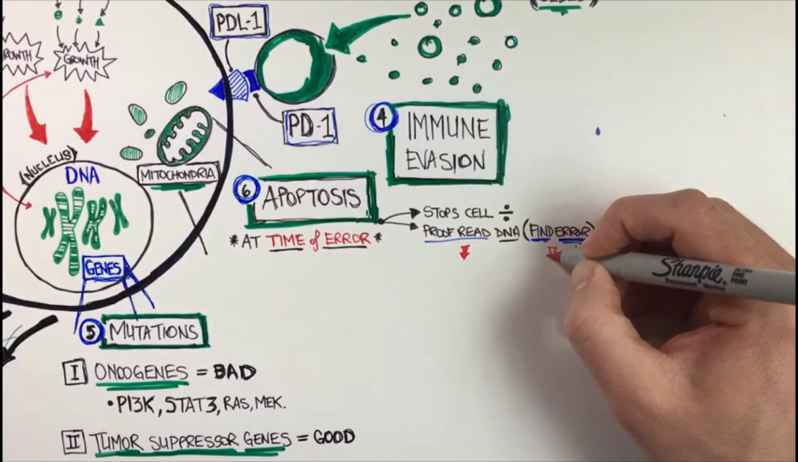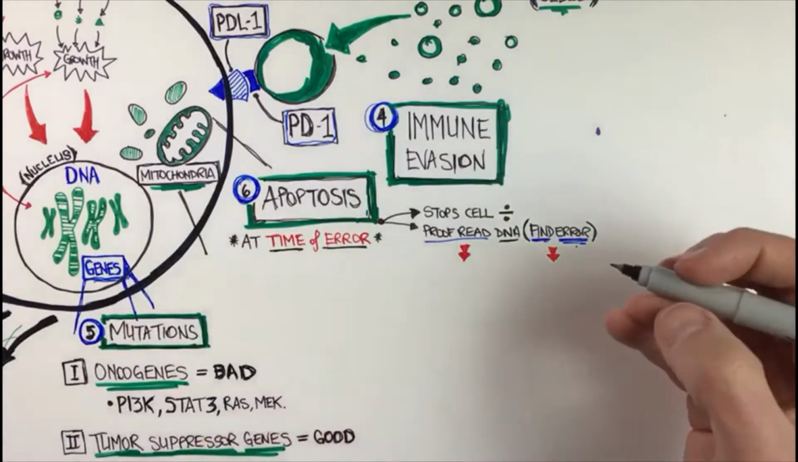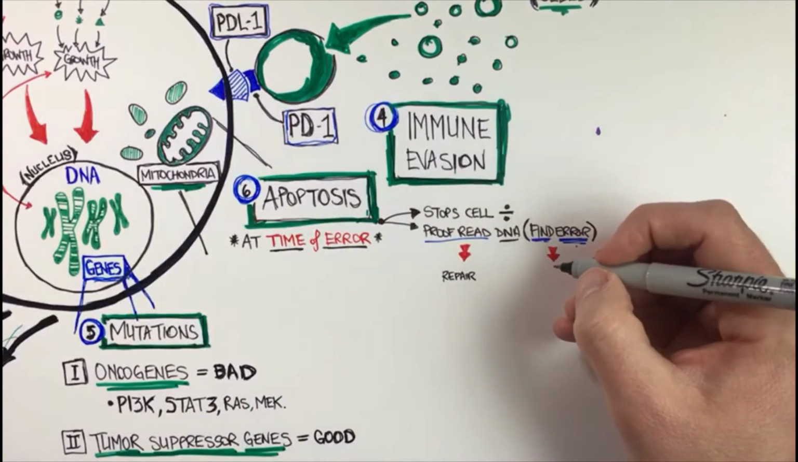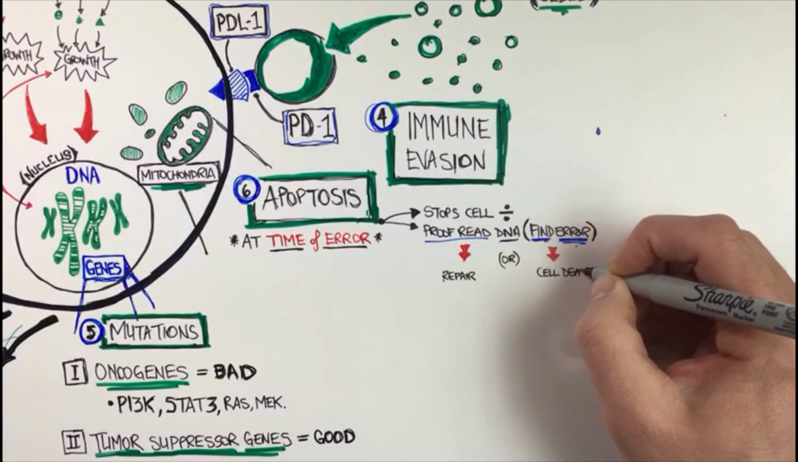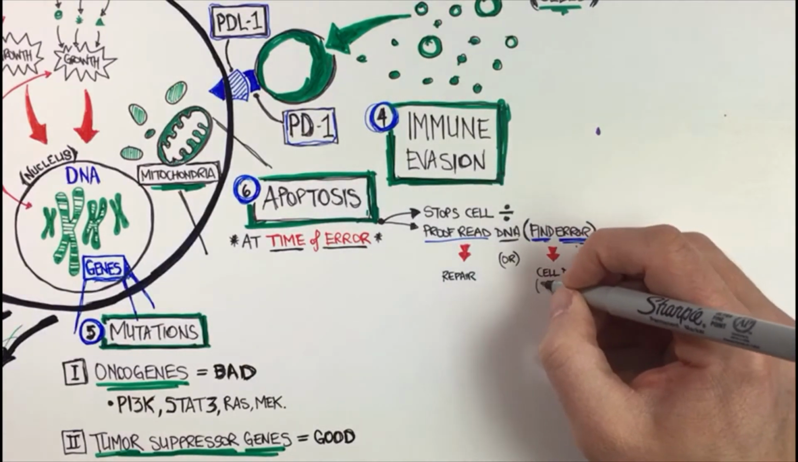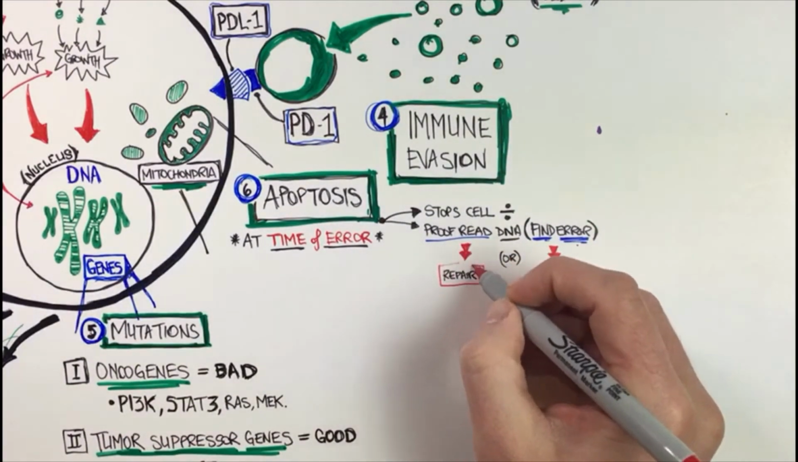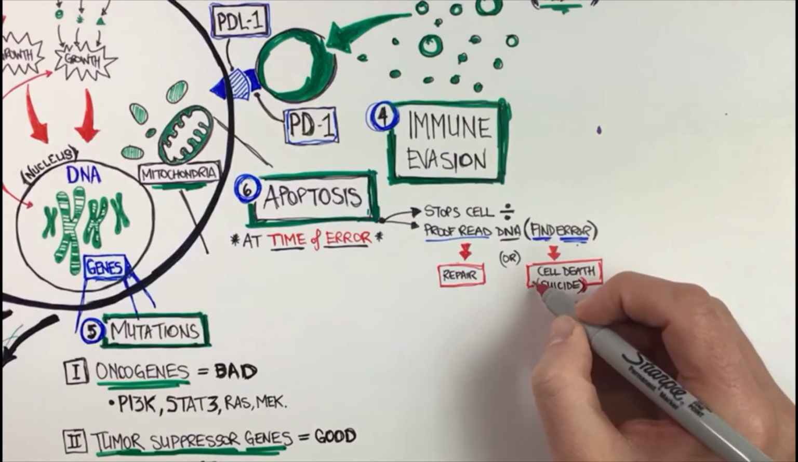And there are two outcomes that can happen once that error is found. If apoptosis is functioning, it can stimulate repair. So there actually is repairability of mutations in all cells. But if we cannot repair it, then the cell will enter into cell death. It'll actually dismantle itself. It's cell suicide.